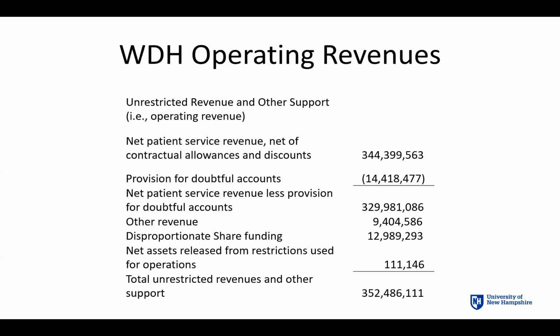So provision for doubtful accounts is different than charity care. It's not the same thing. I want to highlight that so you know that. Then we get down to other revenue. What we say other revenue was for a hospital is stuff like the cafeteria, parking fees, gift shop, and then maybe some other services that the hospital renders that are not directly related to patient service revenue.